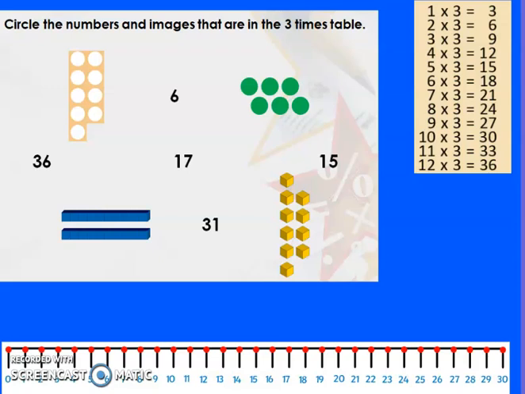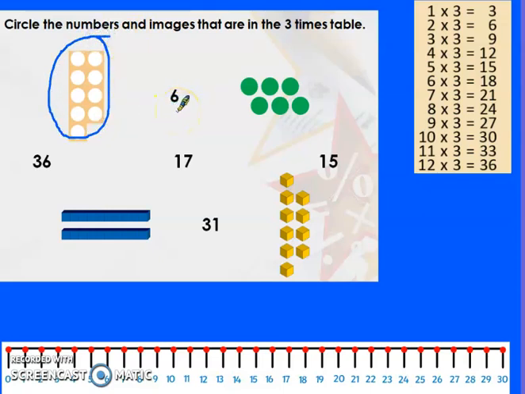The next question asks us to circle the numbers and images that are in the 3 times table. Let's have a look at each one individually. What does this representation show? Got 2, 4, 6, 8, 9. Is 9 in the 3 times table? Oh, yes it is. 3 times 3 equals 9. So 9 does come up in the 3 times table.